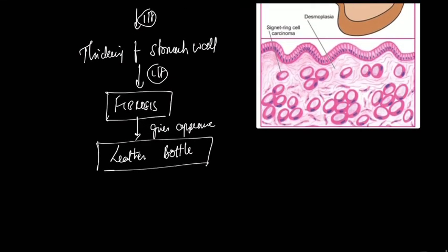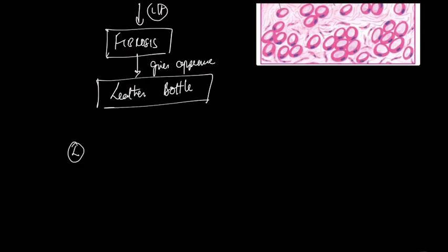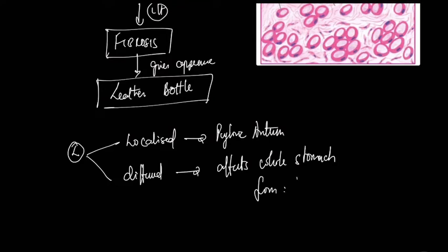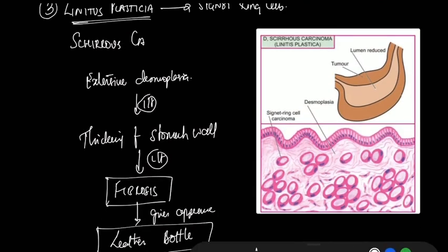Yeah, so the tumor can have two locations, all right, depending on if the tumor is localized or diffused. So if the tumor is localized, it is found in your pyloric antrum, yeah, whereas if the tumor is diffused, it affects the whole of stomach, that is from cardia to your pylorus.